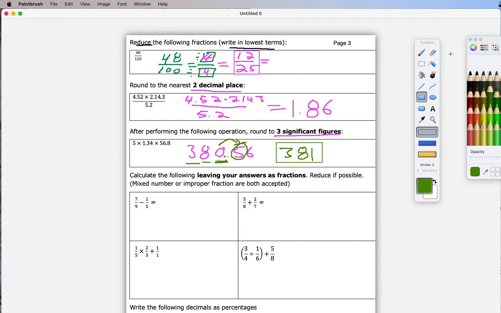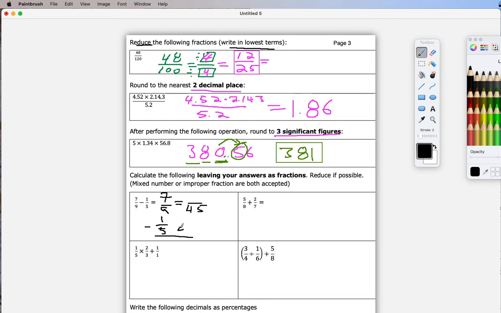Let's take a look at our next section. Our next section is fractions, and I did a video on fractions, so if you need to look at your fractions, you can. The first thing we need to do is find a common denominator between 7 over 9 and 1 over 5. And if we do that, the lowest common multiple between 9 and 5, if you keep going on both of these, is 45. So once again, you have to know your multiplication. So how did I get from 5 to 45? I times by 9.